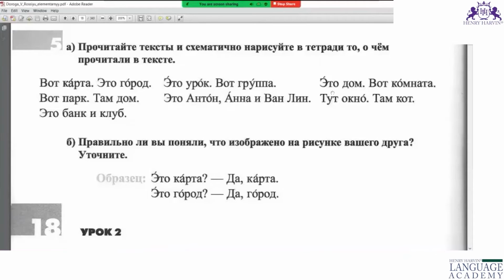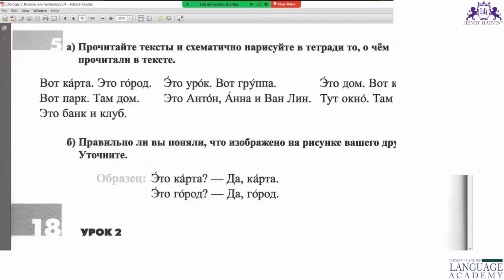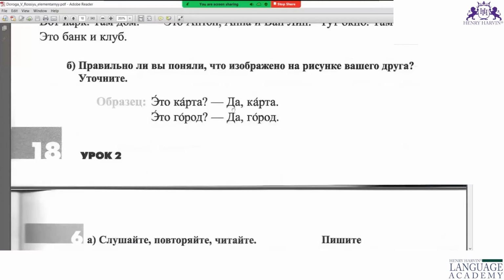Это дом. Вот комната. Тут окно. Там кот. We already saw these words. So, Vishal, can you tell me the meaning of this? This is a house. Here is a room. Here is a window. There is a cat. Yes, there is a cat. Тут окно, and here is the window. Cat is there.